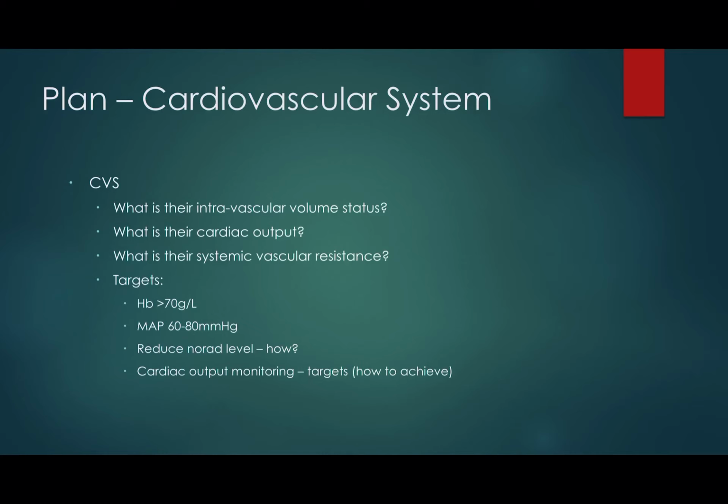We want to try and reduce their noradrenaline levels if they're on noradrenaline, but you need to ask yourself how. If the patient has a septic vasoplegia, the treatment is really to try and treat the underlying infection and to reduce inflammation. If it's that actually they're volume deplete and they need more intravascular volume, then giving them that IV fluid may be all that's needed to actually improve things. Cardiac output monitoring is important, and we will talk about the targets of that in the cardiac output monitoring talk, so please have a look at that because it's a big topic in and of itself.